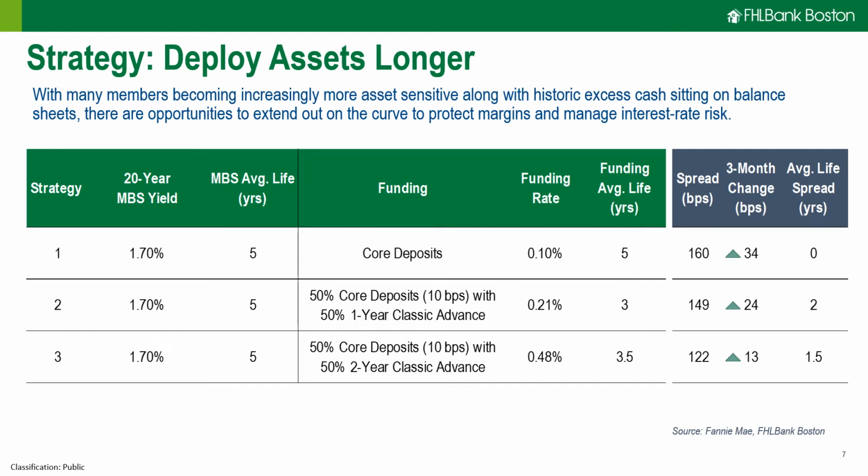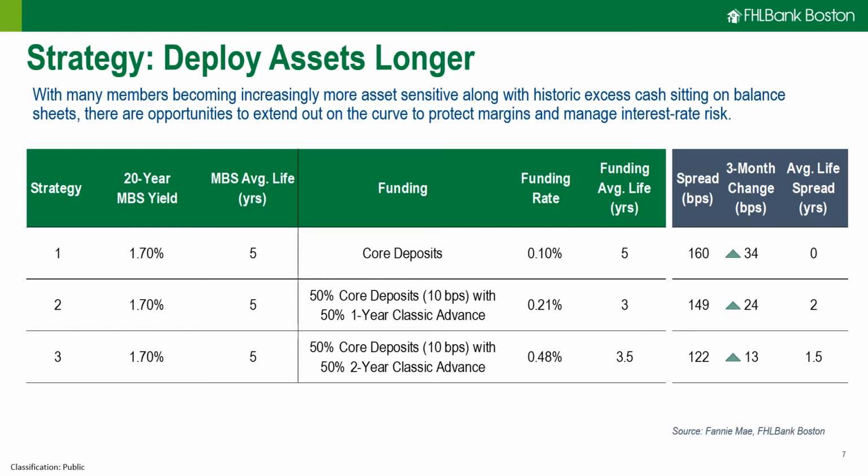So if you're asset sensitive and you have the willingness and ability to extend out further, you can extend your assets out further while staying short on the liability side, especially if you have those core deposits in there. If you don't have as much core deposits, or if you don't think the average life on those core deposits is really going to be 5 years, you can fund this with a mix of core deposits as well as some wholesale funding.